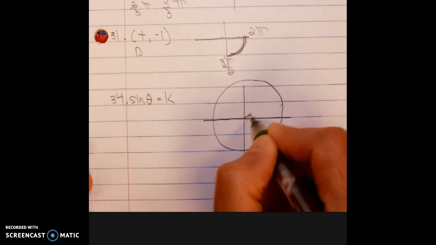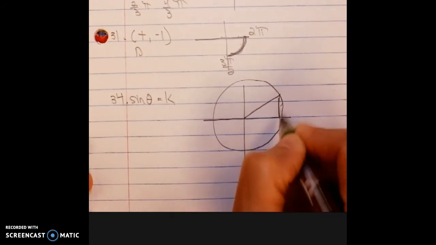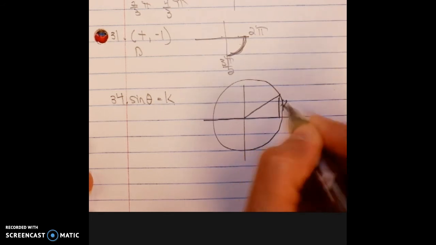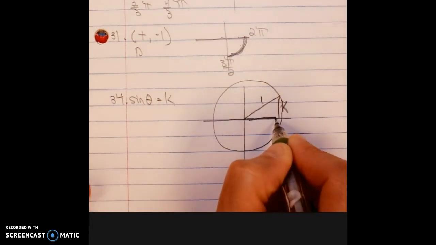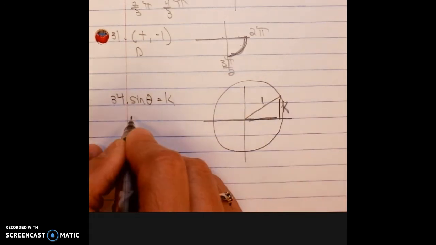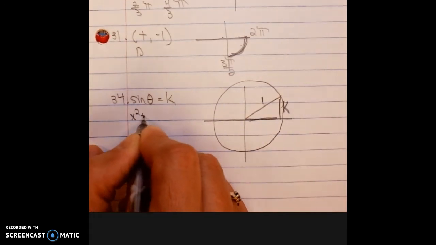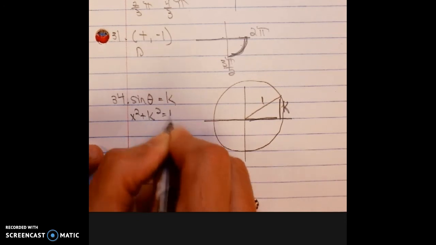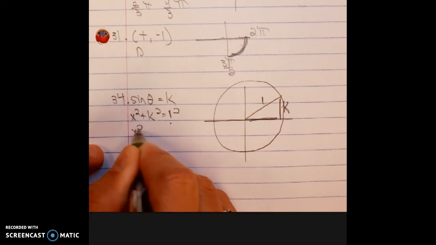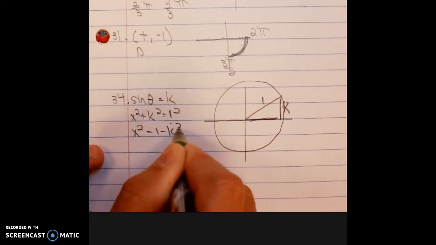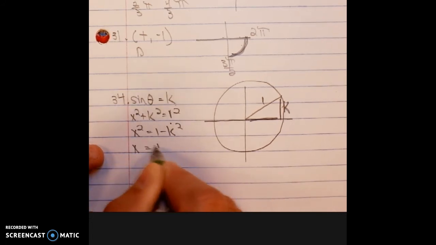And like I said, we don't know where it is, but we at least know that this value is k, which is your y. We know this is 1, and we can actually go find the x value using Pythagorean's theorem. So x squared plus k squared is equal to 1 squared. We're going to solve this, and eventually we're going to take the square root.